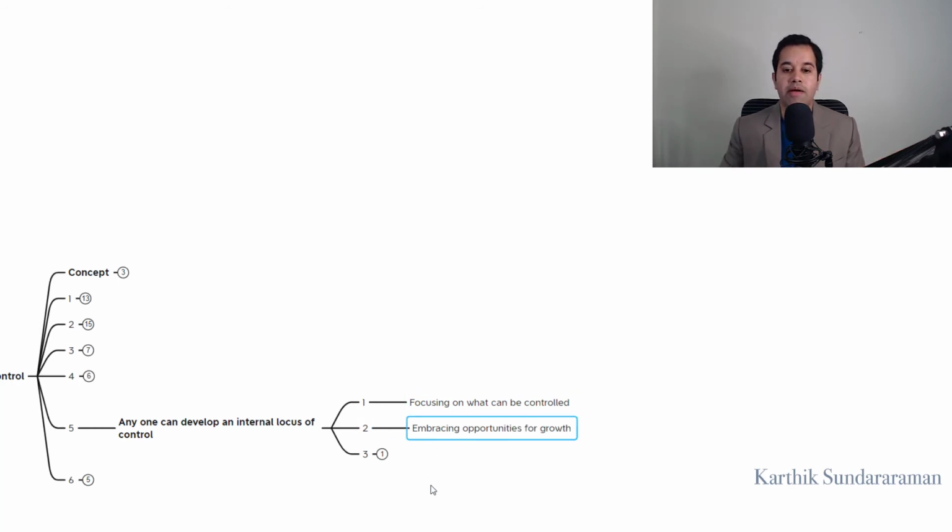The second one being embracing opportunities for growth. When you start developing this internal locus of control, you will see that you will automatically embrace opportunities of growth. Then, seeking out a positive support network. When you're a person who takes responsibility and takes charge, you want to be with people who do this more often. Therefore, you naturally seek out to be part of a positive network.